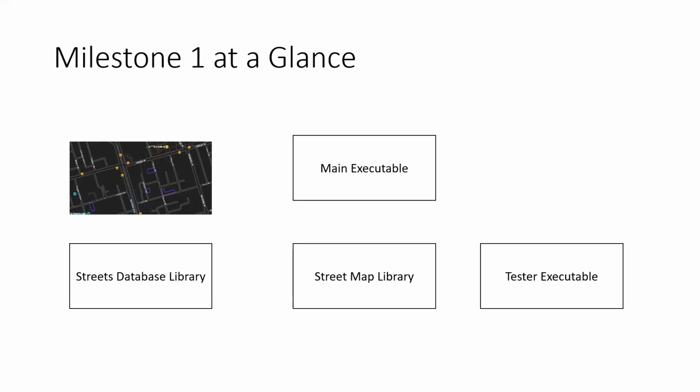So milestone 1 contains 4 parts. We have the street database library and the street map library. Those are just 2 APIs that you'll need. And you have your main executable and the tester executable.